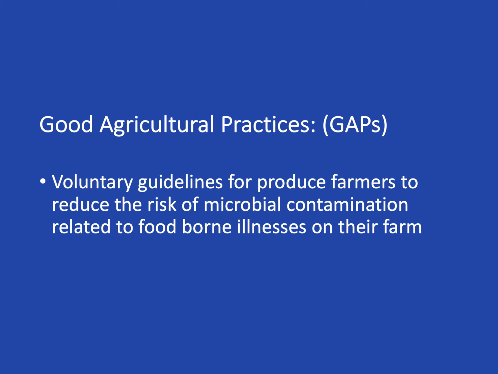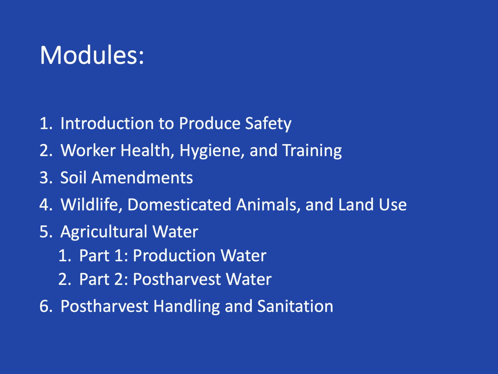food safety. This training will be split into 6 different modules and will cover the basics of worker health and hygiene and explain how those practices can extend to various farm aspects that include soil amendments, domesticated animals, wildlife, land conservation, production water, post-harvest water, and post-harvest handling.